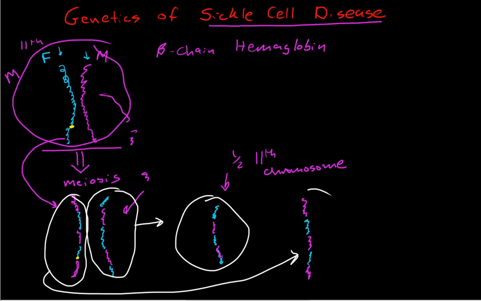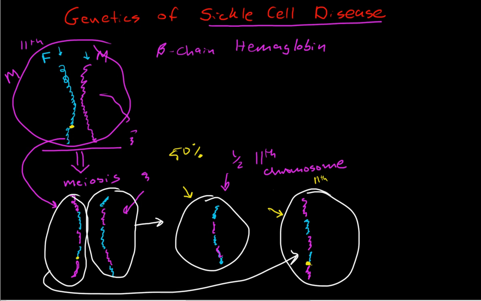So the ovum that contains this mutation will pass along the sickle cell trait. This ovum that contains the piece of the 11th chromosome with the sickle cell trait on it will pass on the trait to the child. This one that doesn't will not. So a mother that has one half of the chromosome that carries the sickle cell trait has a 50% chance of passing on that trait to the child.